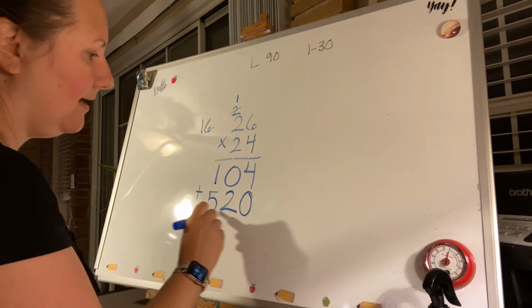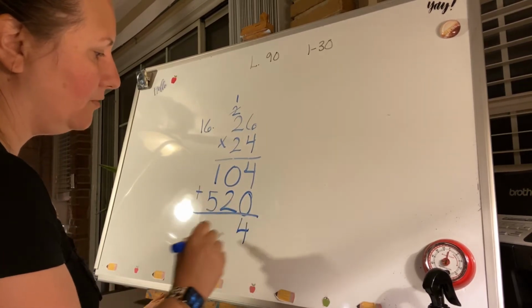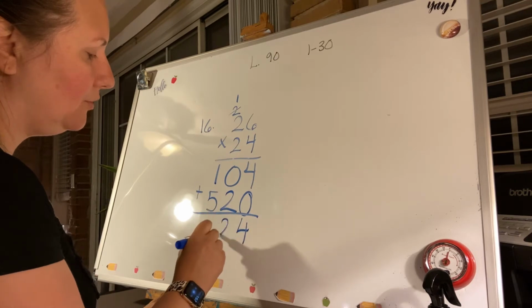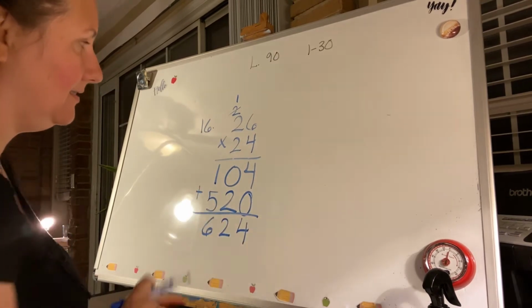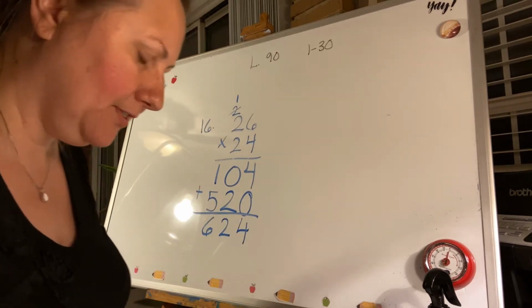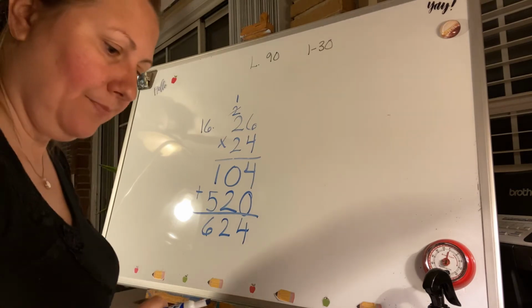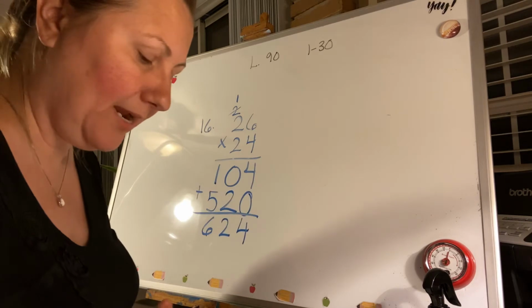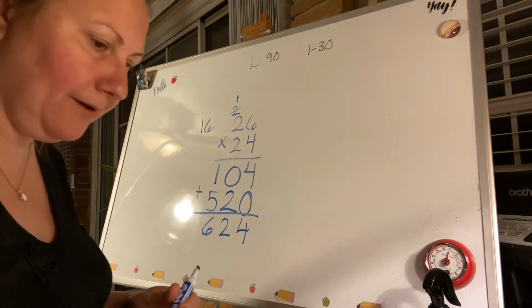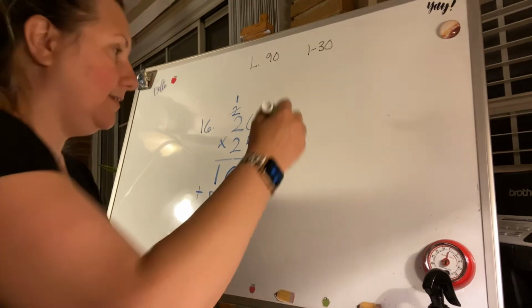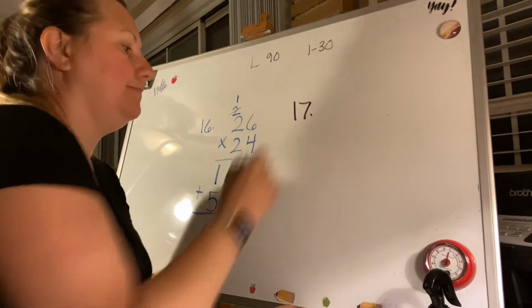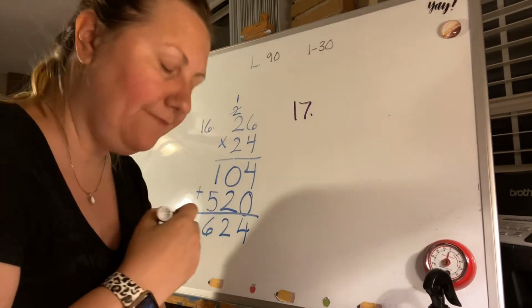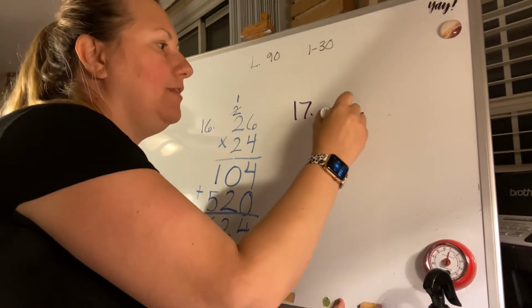And so we add all of this up. 4 plus 0 is 4. 0 plus 2 is 2. 1 plus 5 is 6. And for number 16, I'm checking, and the answer is right, 624. And I'll just go on to number 17 over here. Okay, 25 times 25. Oh, that's a fun problem.